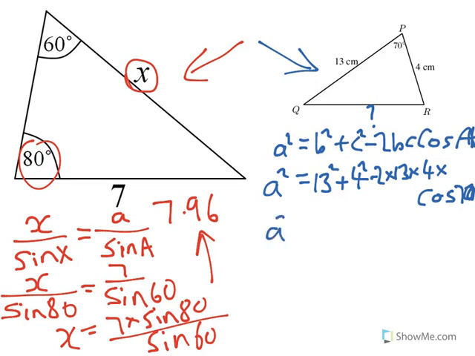When I put that into my calculator, I get 149. If I square root both sides, I find that a is equal to 12.22 centimetres. And if I look back at my diagram with sides of 4 and 13, then 12.22 sounds about right.